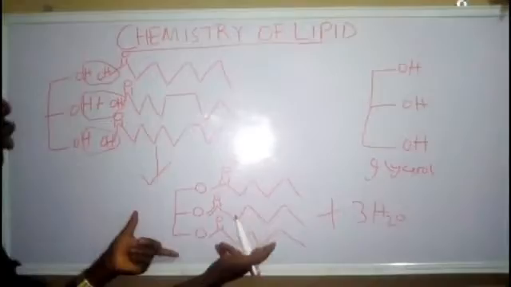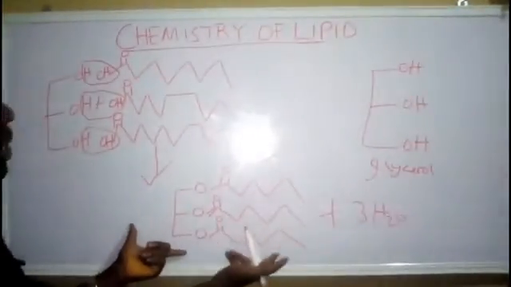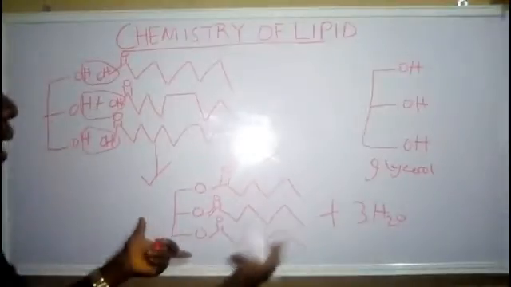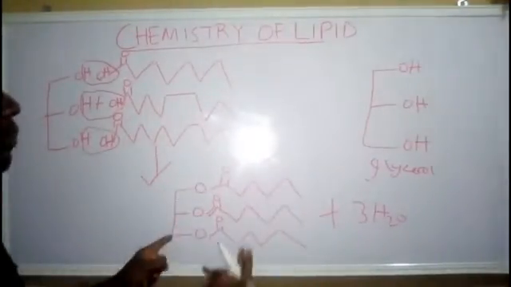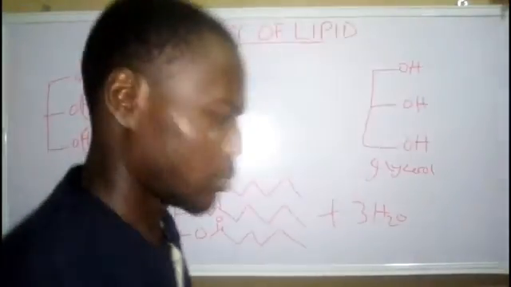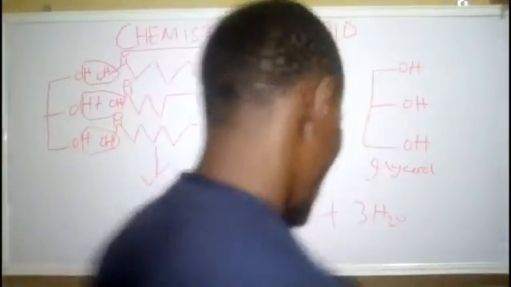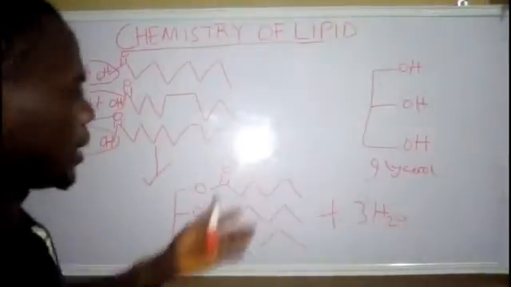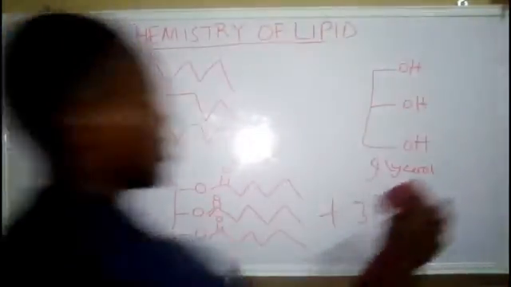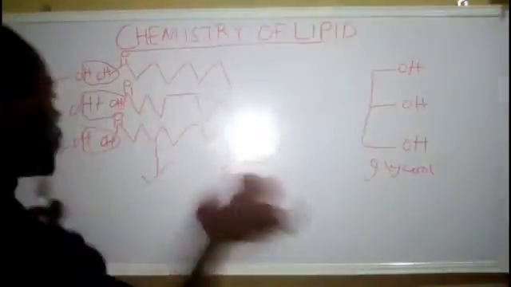So this is the structure of triglyceride, used as a storage form of energy. So this is the structure of triglyceride. So that's that. So before we go, finally, having shown you the structure of triglyceride, now let's talk about the structure of phospholipids.